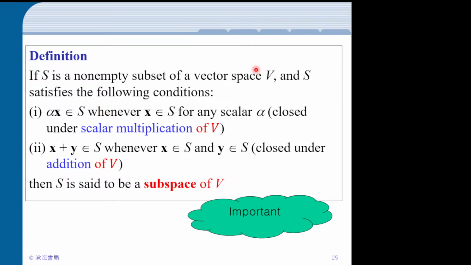The important thing is that a subspace is a subset of the vector space, and it also has scalar multiplication and addition, but being a subspace of a vector space, the scalar multiplication and addition should be the same as the parent vector space. So if S is a subset of V, then the scalar multiplication and the addition on S should be the same as that of V. And if you use this scalar multiplication and addition and it's still closed in S, then we say S is a subspace.